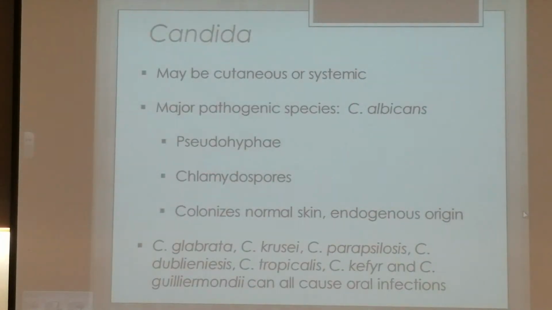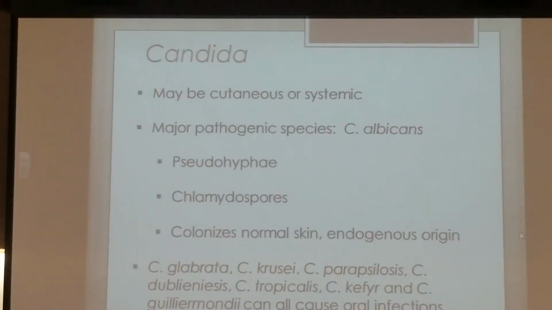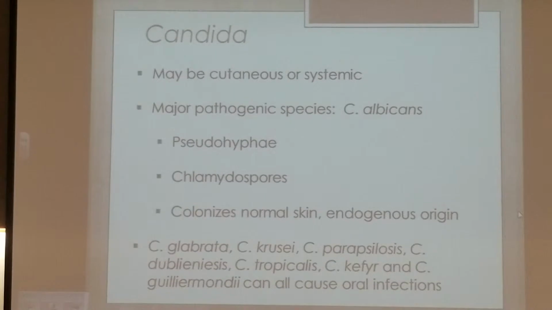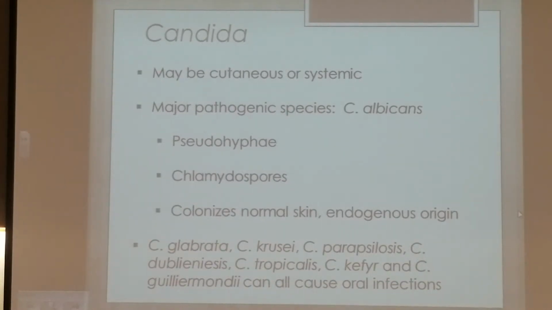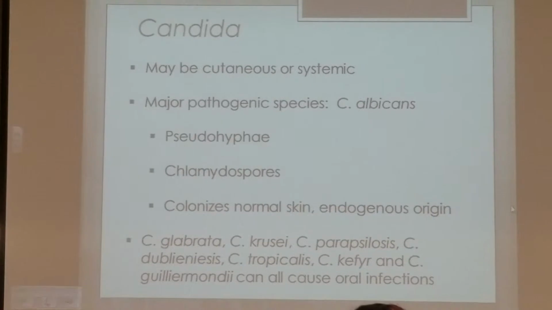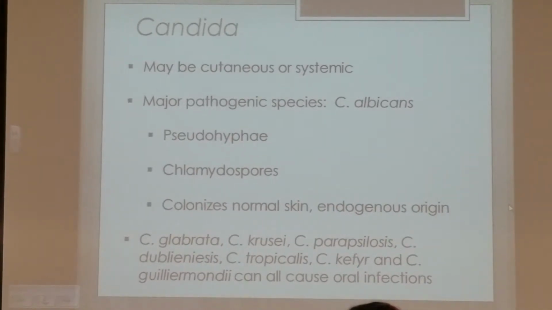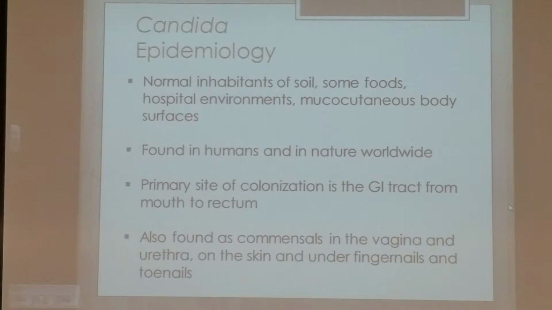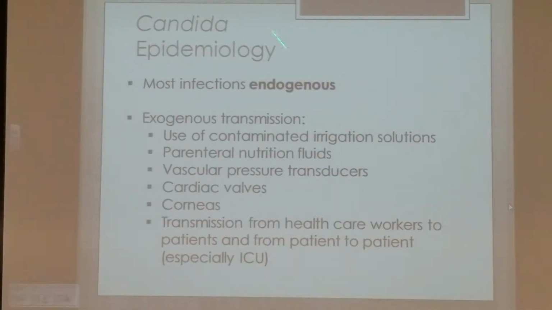So Candida, what's key about Candida? Endogenous, right? One of the key words you're going to see with the core clusters is going to be endogenous. C. albicans, major pathogenic species, but there are more that can all cause oral infections. Remember, pseudohyphae and chlamydospores are two words. So endogenous fungal infection, chlamydospores and pseudohyphae, you're going to be thinking Candida. So remember, most infections endogenous, very unusual routes of transmission, but can be exogenous.